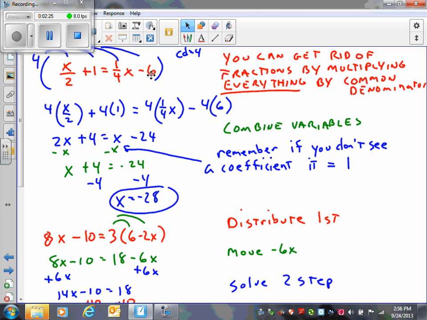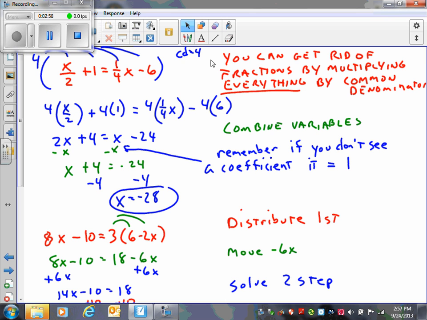Now here, if you have fractions or if you're dividing by a number, you can get rid of all of the fractions by multiplying everything, every single term. This one has 4. Here's a term, here's a term, here's a term, here's a term. A term is everything separated by a plus sign, an equal sign, or a subtraction sign. If you multiply everything by the common denominator, the fractions go away. I have 2 and I have 4. 2 goes into 4, so 4 is my common denominator.